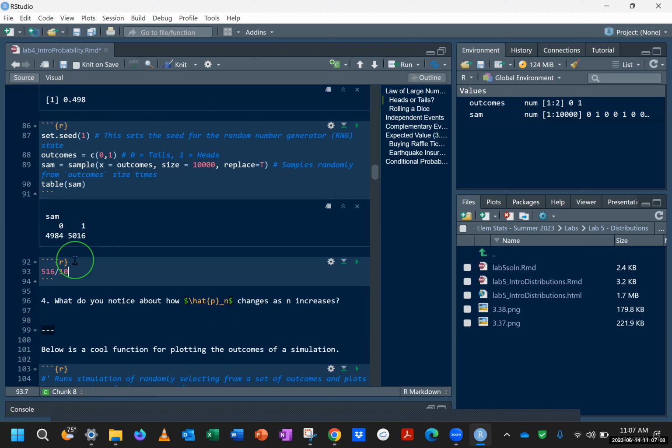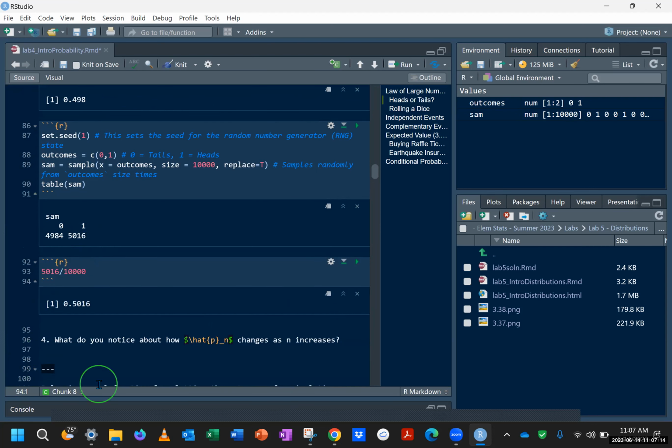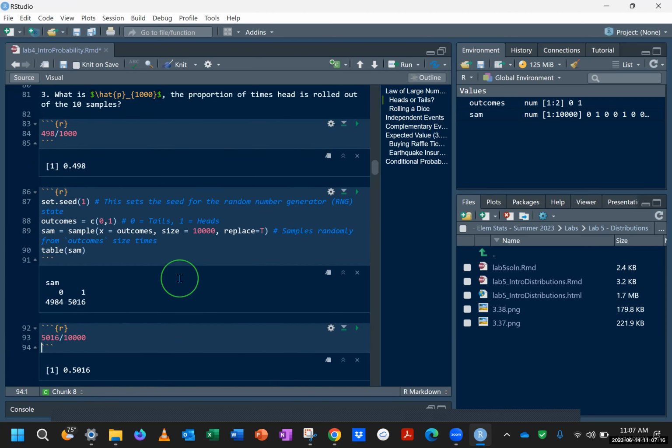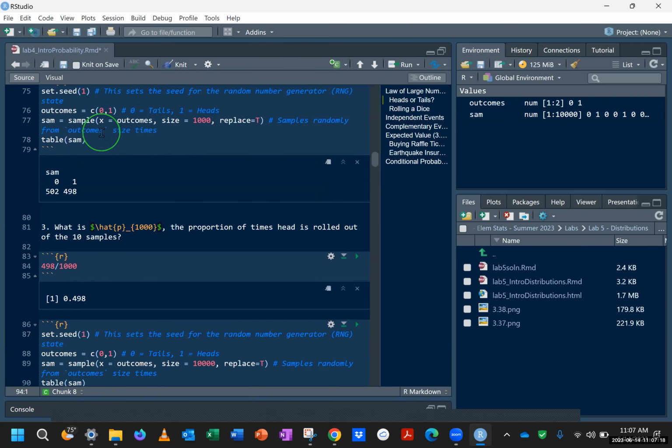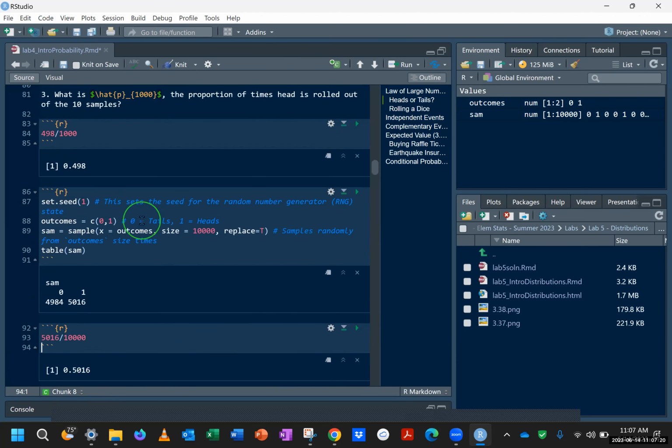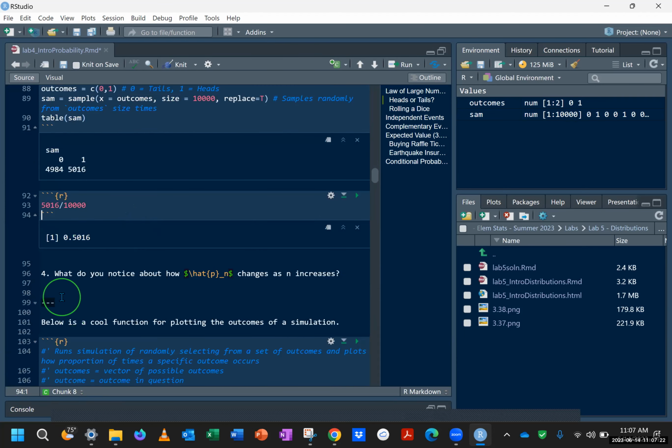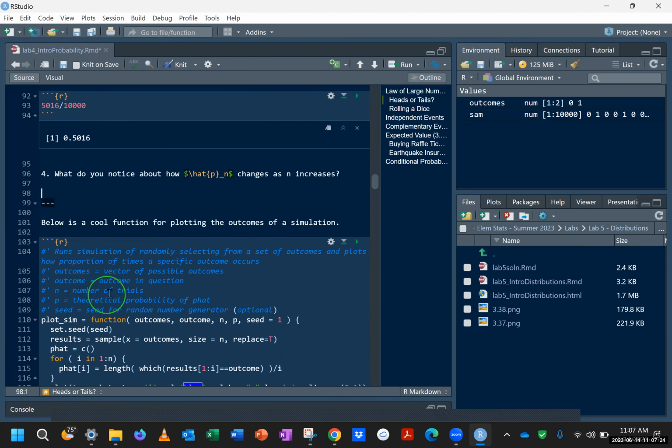1/6 divided by 5,016 divided by 10,000. So tell me what you notice as this number of samples gets bigger and bigger. Say what you see happening here.